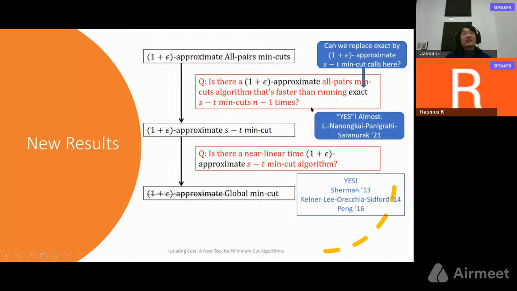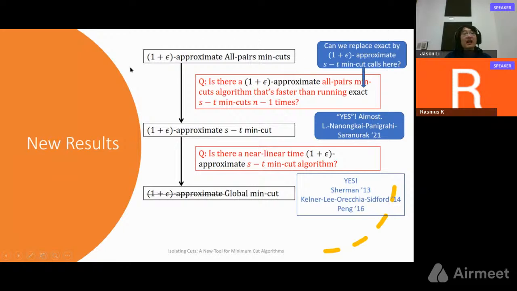So it turns out this is almost true. In unpublished work by myself, Nanongkai, Panigrahi, and Saranurak, we show that this is almost true. So we can almost compute 1 plus epsilon all pairs min cut using 1 plus epsilon approximate ST min cut. The one caveat is we need a special variant of 1 plus epsilon approximate min cut. It's a bit technical, and I will not go over how it works, but it allows this isolating cuts framework to work by strengthening the requirement of the oracle. And we also solve this oracle problem in nearly linear time. So the final result is we actually get a 1 plus epsilon approximate all pairs min cut in nearly linear time.